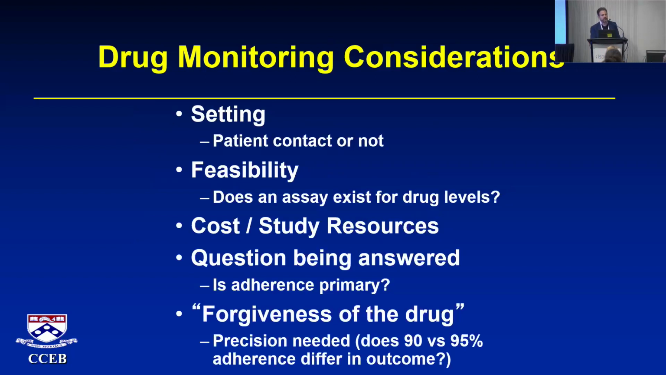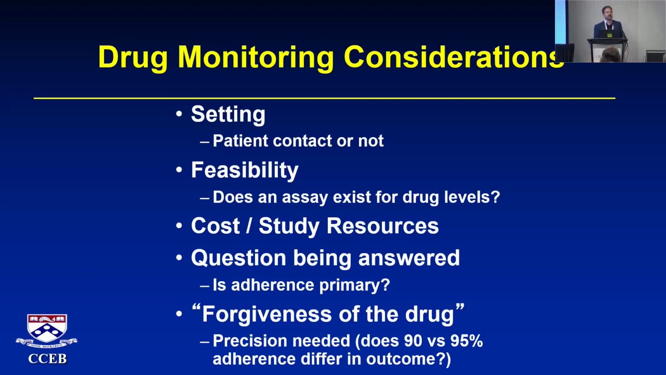Are you an adherence researcher where you want to nail all the details about adherence, or is it a confounding variable that you can measure with some more error than maybe some of the other key variables? How forgiving is your drug?